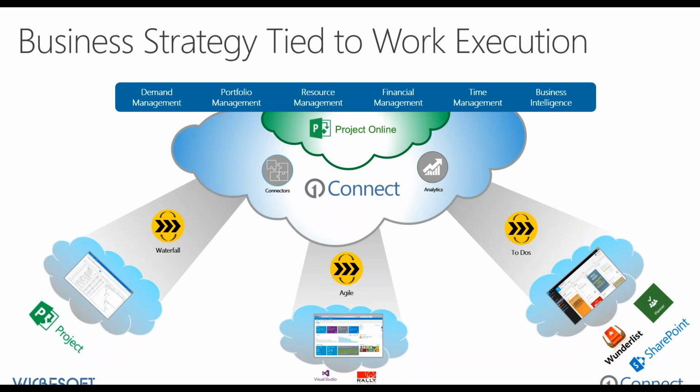The idea is to have these things feeding together into a comprehensive portfolio view without having to do a lot of data gymnastics to pull the data from these different sources together and to get common reporting. OneConnect provides a seamless way to get that information back to Project Online, and we'll demonstrate some of that here today.